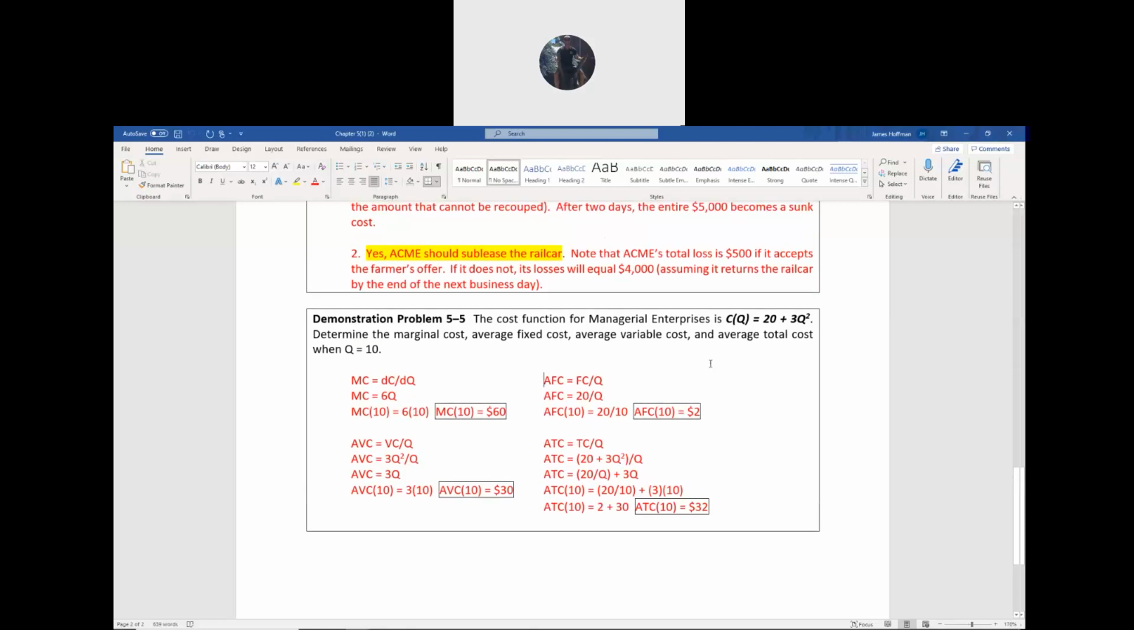Okay, then you can see that fixed cost is just the 20. So what's average fixed cost? Fixed cost on average: fixed cost divided by Q. And fixed cost of 20 divided by Q means our average fixed cost is always 20 divided by Q. But when Q is 10, then AFC is 20 divided by 10, $2.